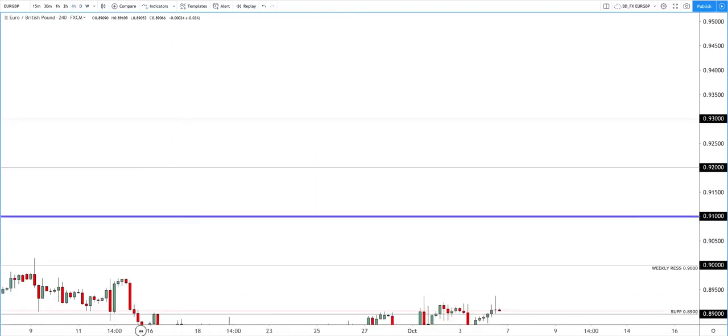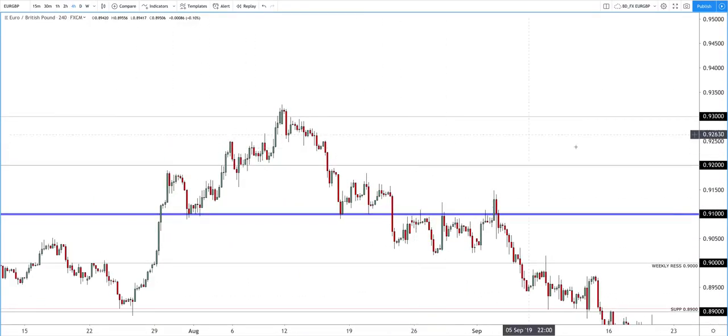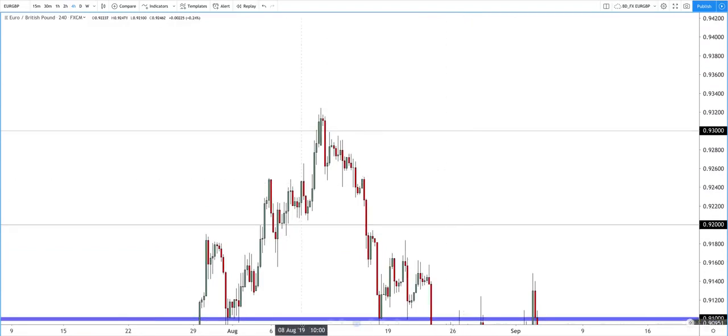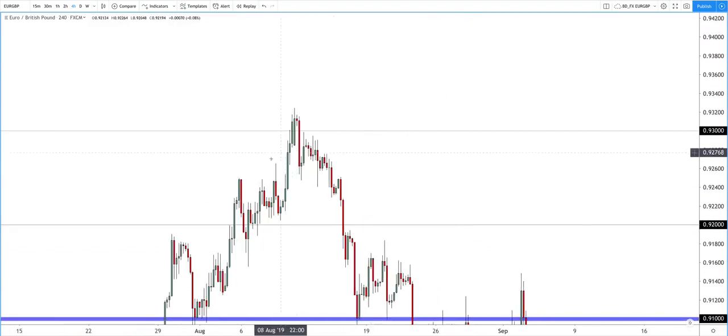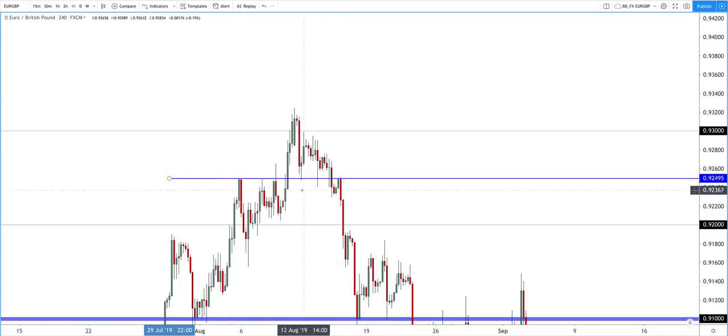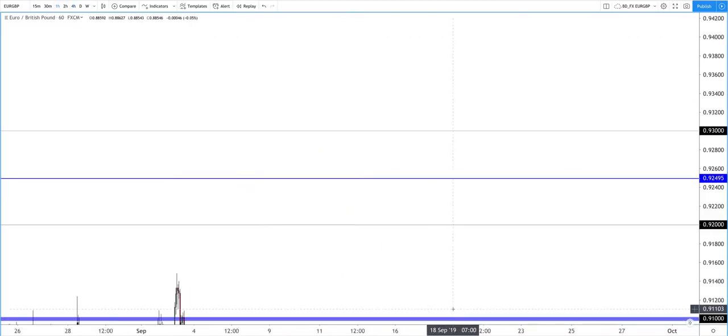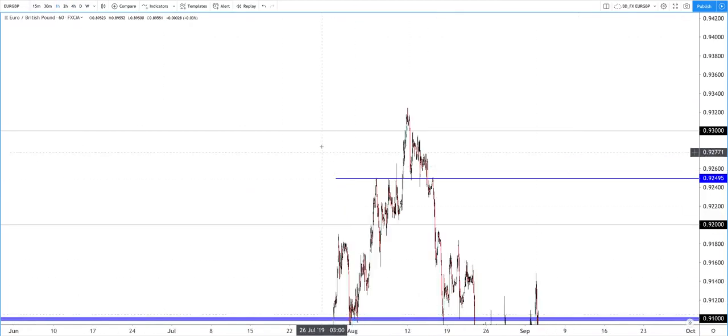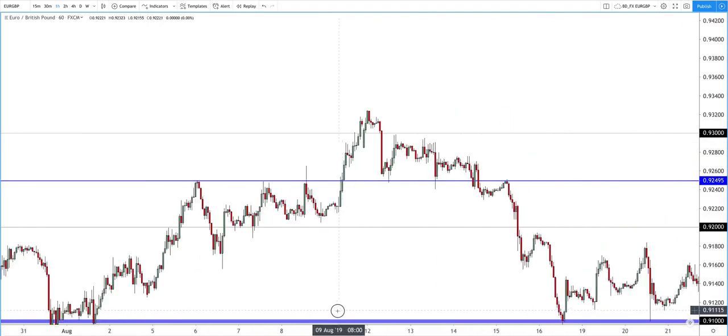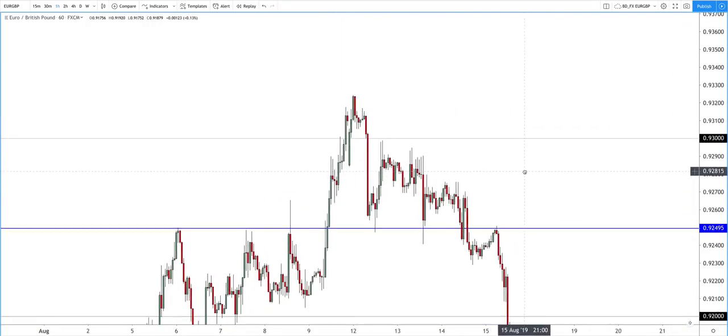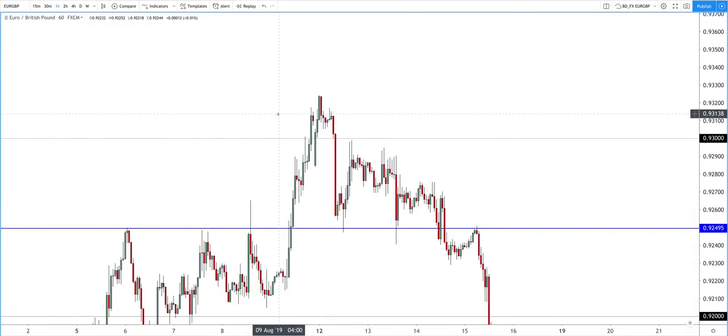Drop down to the 4 hour. It wasn't as clear a head and shoulders here. We can see again two head and shoulders. We've got this one here. I think this is the one we just covered. But you can see here, if we drop down to the 1 hour, that we have these really, yeah, this is the one we just covered.